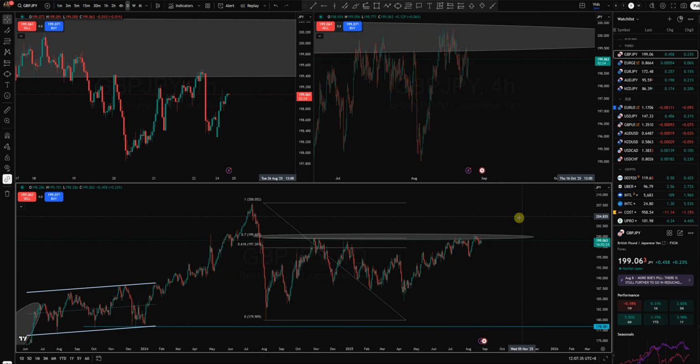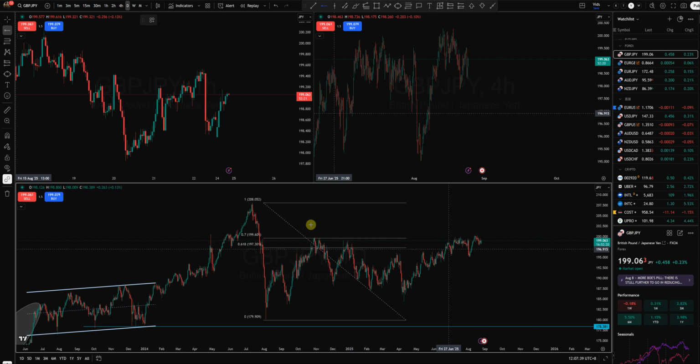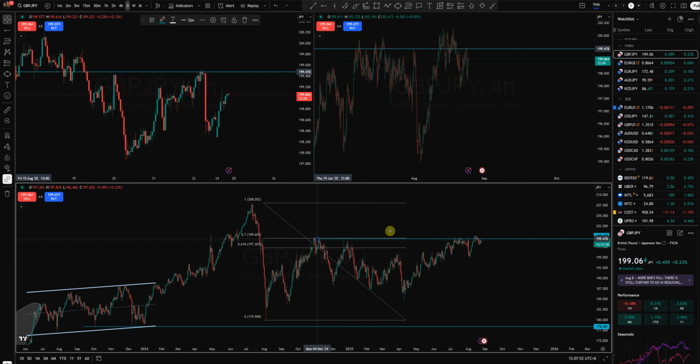Oh, I deleted that support resistance line. Okay, never mind. Let me put it back. It's right here. All right, put it back.